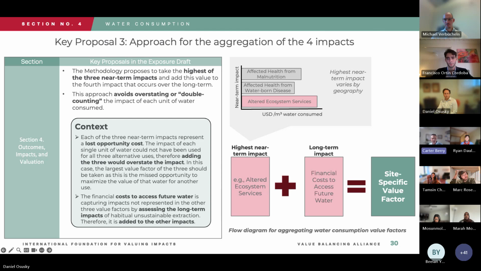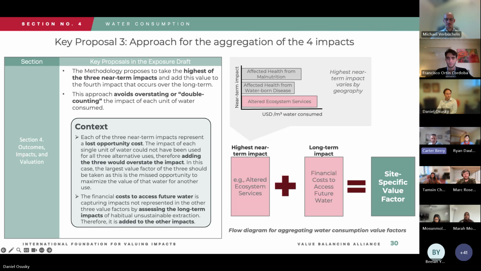And so the financial cost to access future water is distinct and added because it's taking into consideration how present impact, or unsustainable extraction of water, leads to future challenges to access and what the financial costs of those are. And therefore it's added because it's representing a different category of impact that can co-occur with these near-term impacts as well.